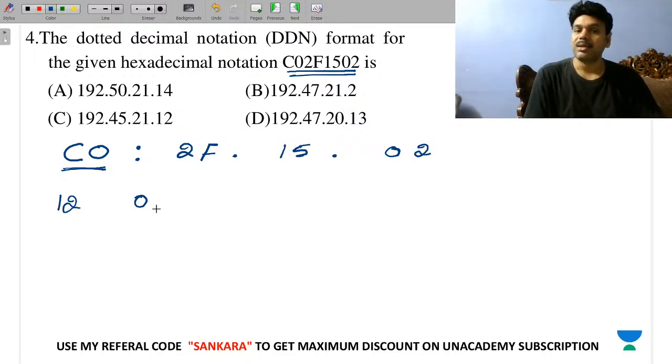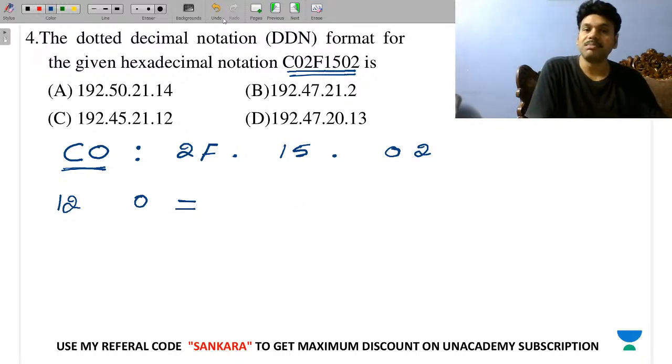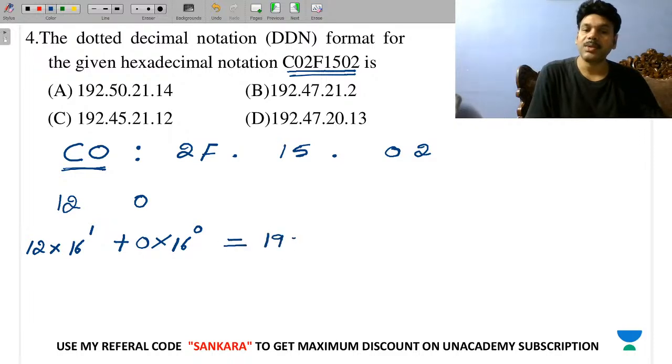Now how are you going to convert this? Very simply, you can convert it into decimal. So 0 into 16 power 0 plus 12 into 16 power 1, which is nothing but 192. So you got the first octet, 192, here. So all are eligible.